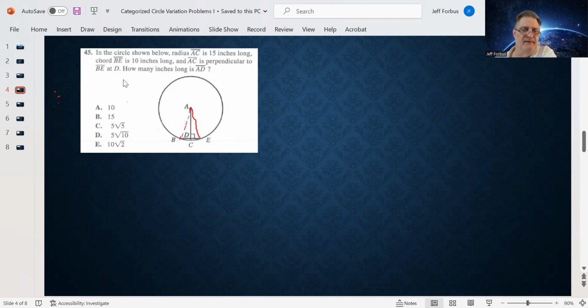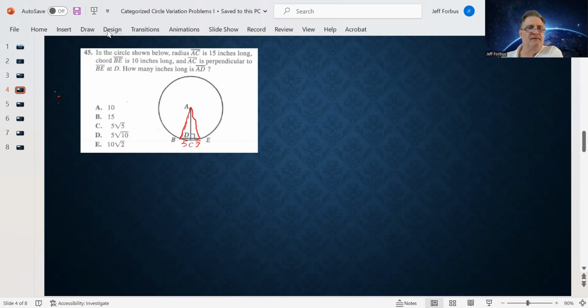That turned out a little bit better this time. All right. So notice what we got. We got a right triangle on both sides. Now it says, how many inches long is A to D? A to D. Okay, so we know that BE is 10. So from B to C, that's 5. And C to E is 5.